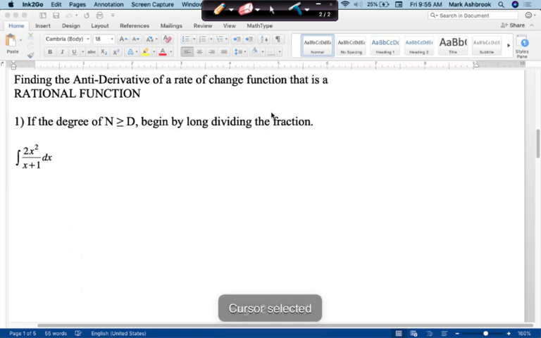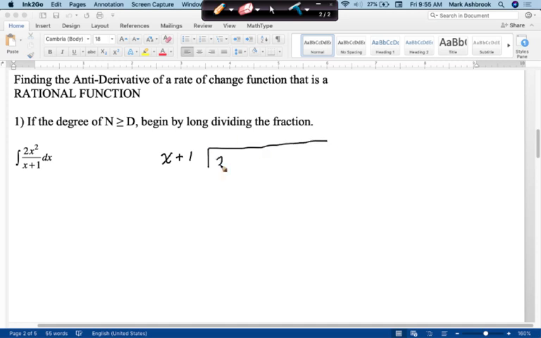So here's one. Here, 2x squared, even though it's just one term, that's fine, over x plus 1. Those are both polynomials. And here we have the case where the degree of the numerator is greater than the denominator. So we can start by long dividing. You long divide polynomials the same way you long divide numbers, just like you learned in grade school. So we go x plus 1.